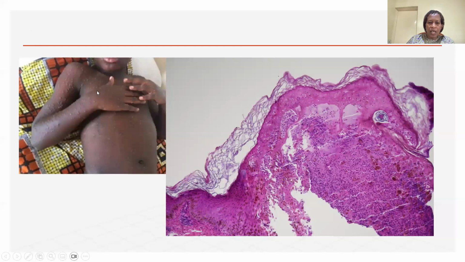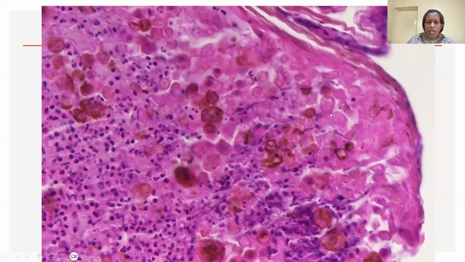Here we are sharing now a boy who is 13, who consulted for multiple vesicles all over the body. He was weak, associated with fever, and we wondered, could it be chickenpox, monkeypox? And then we took a biopsy, which also revealed basket weave orthokeratosis and intraepidermal vesicles. On high magnification, as you could see, the keratinocytes tend to be ballooned.